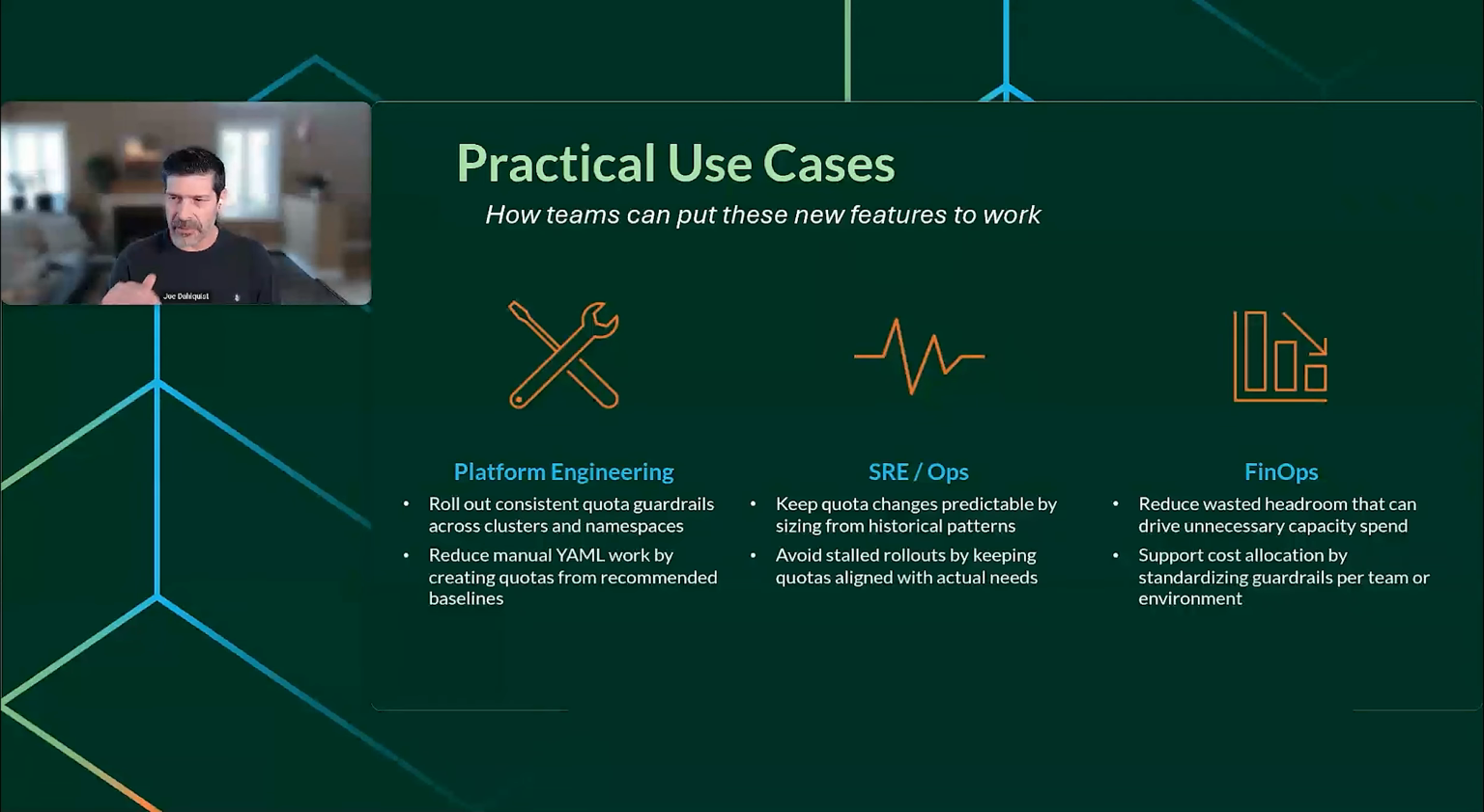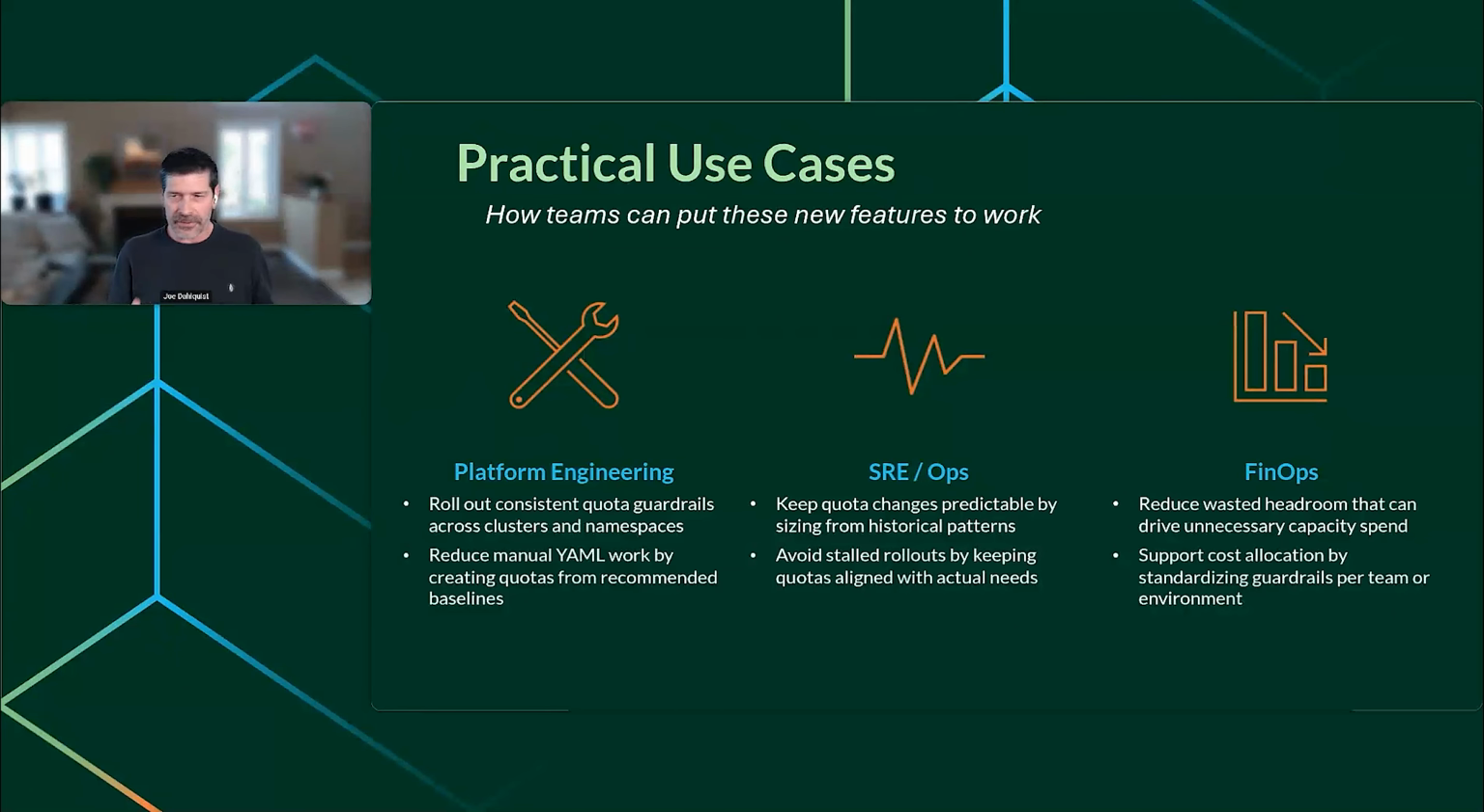Right out of the gate, you're going to prevent a significant amount of potential waste. For SRE and ops teams, they might focus on something like making safer changes, being able to size from these historical patterns, making changes more predictable, preventing rollouts that would stall or fail or have to be pulled back due to quota mistakes. So very much a use case around stability, around predictability.